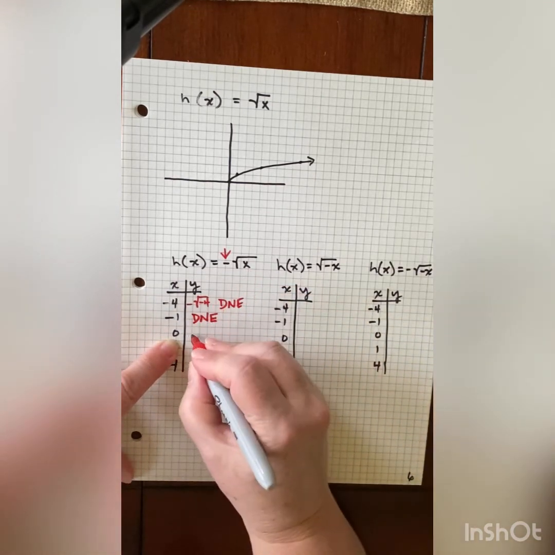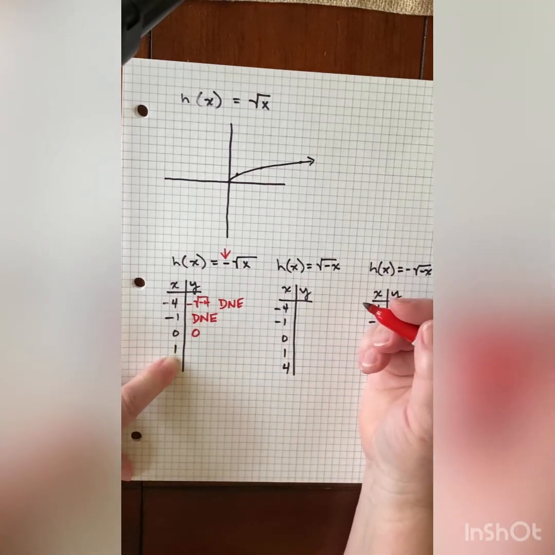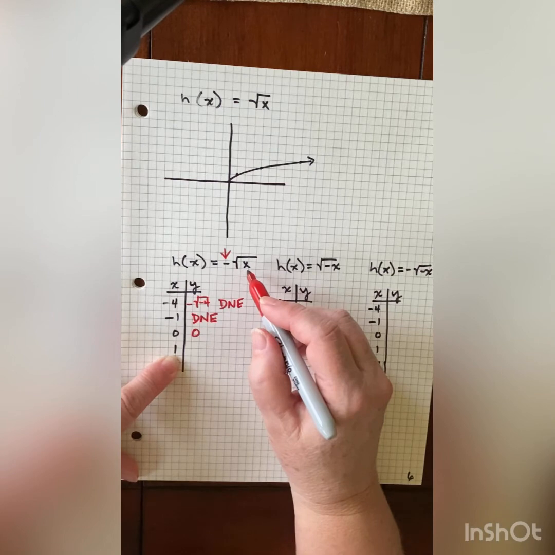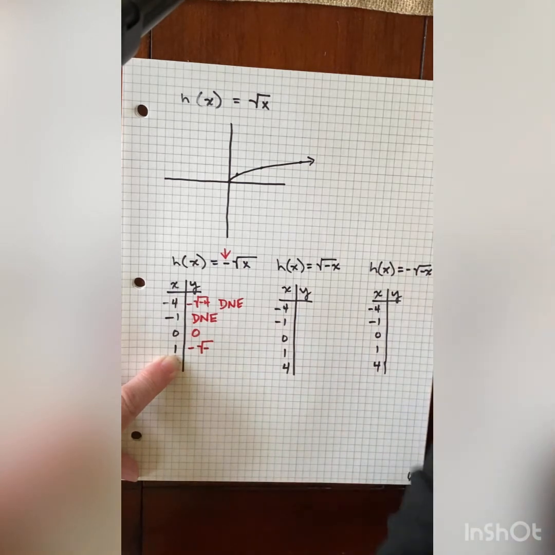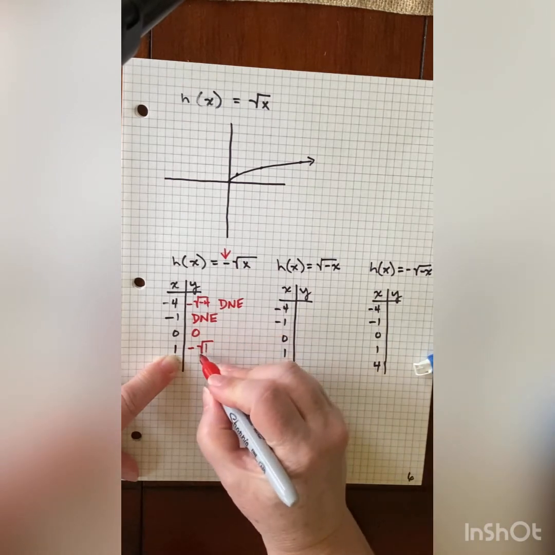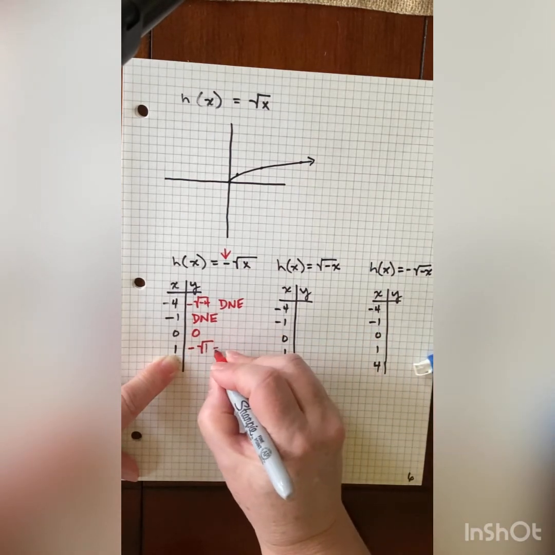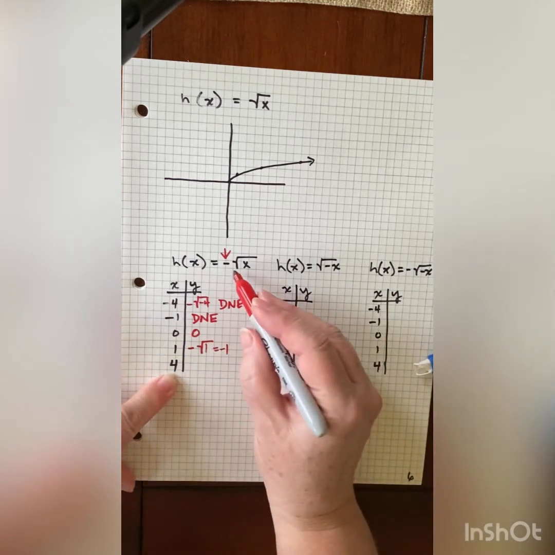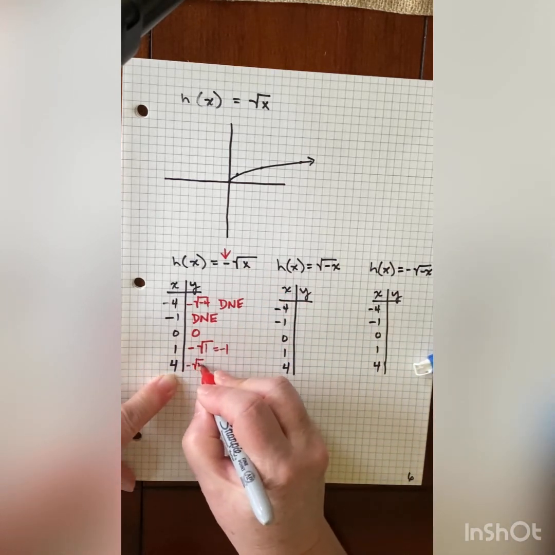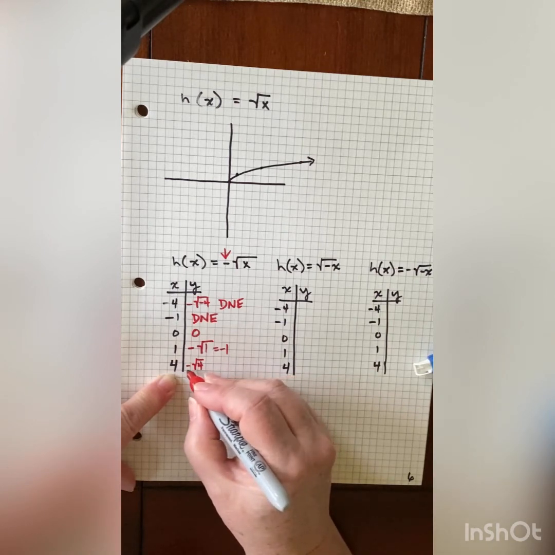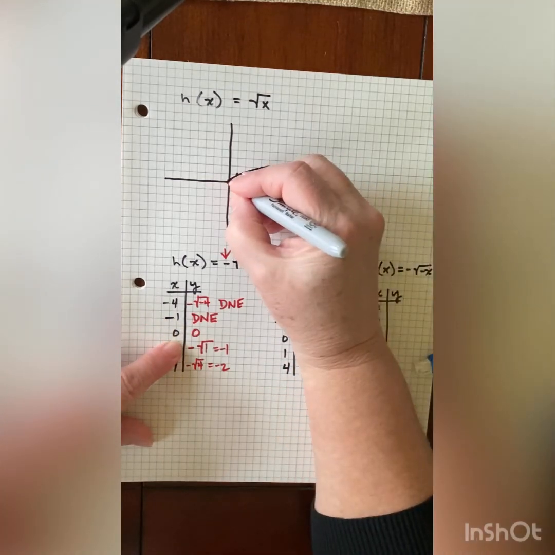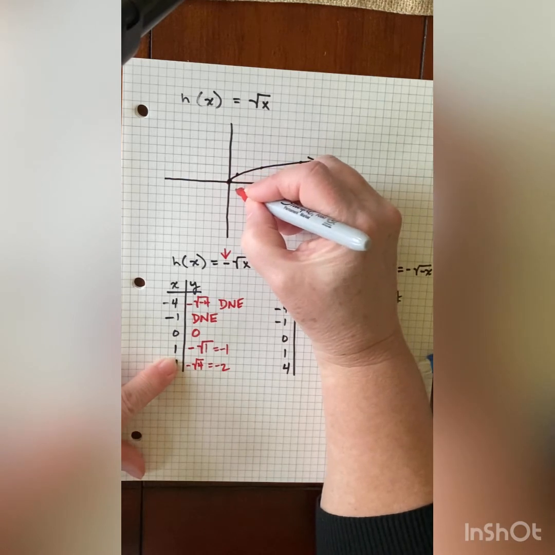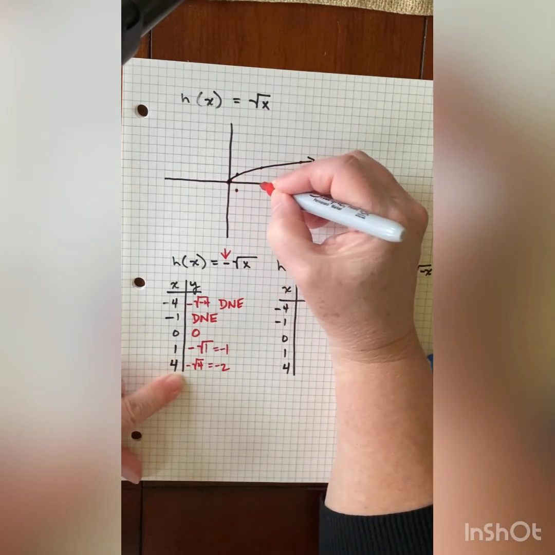Put a 0 in there, you're going to get a 0. 0 can be positive or negative. I put a 1 in there, so this will be the square root of 1. What is the square root of 1? Well, that's 1, and then I do the opposite of it, so that's going to equal negative 1. Put a 4 in there, so that's going to be the opposite of the square root of 4. Square root of 4 is 2. The opposite of it will give me negative 2. All right, let's plot those points. (0, 0), (1, negative 1), and (4, negative 2).